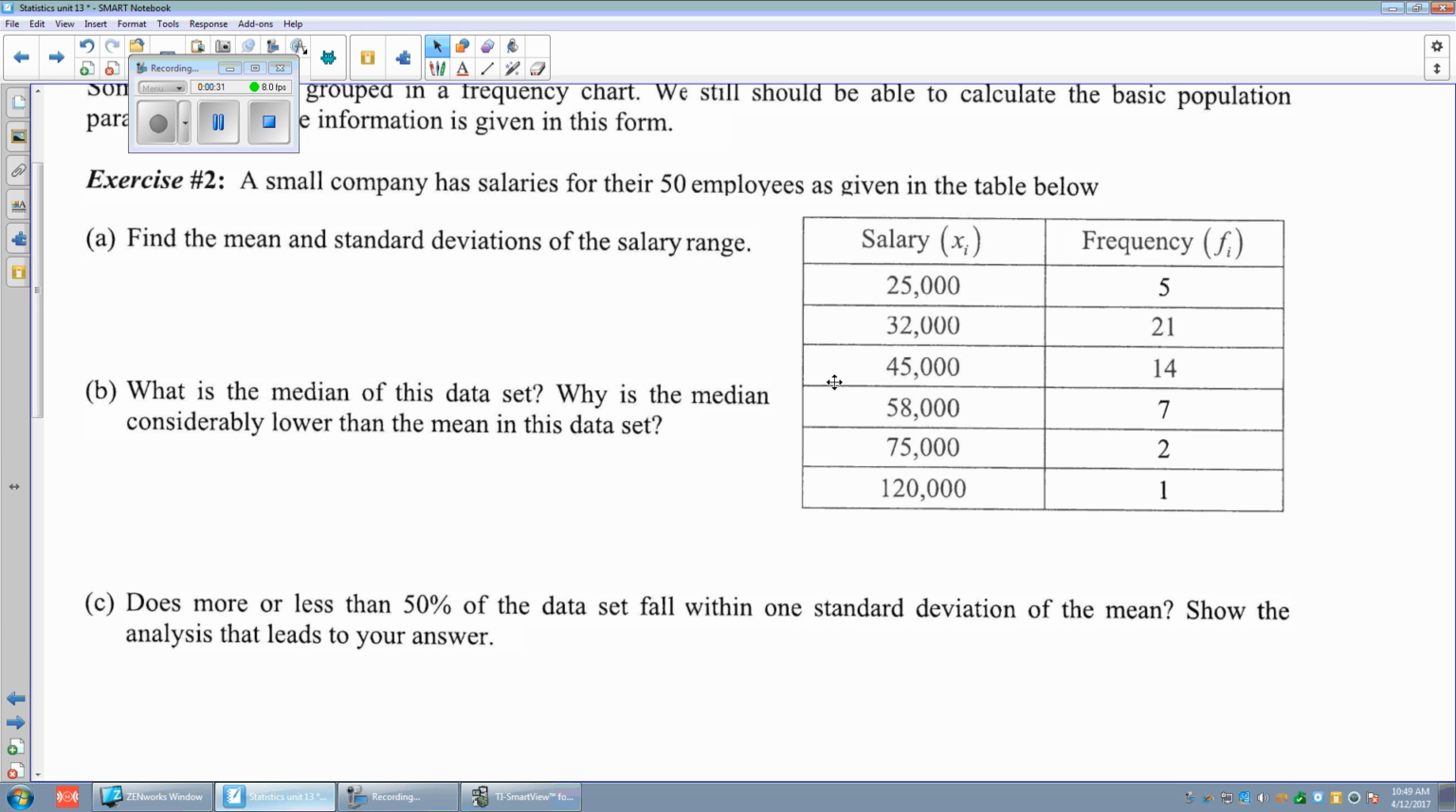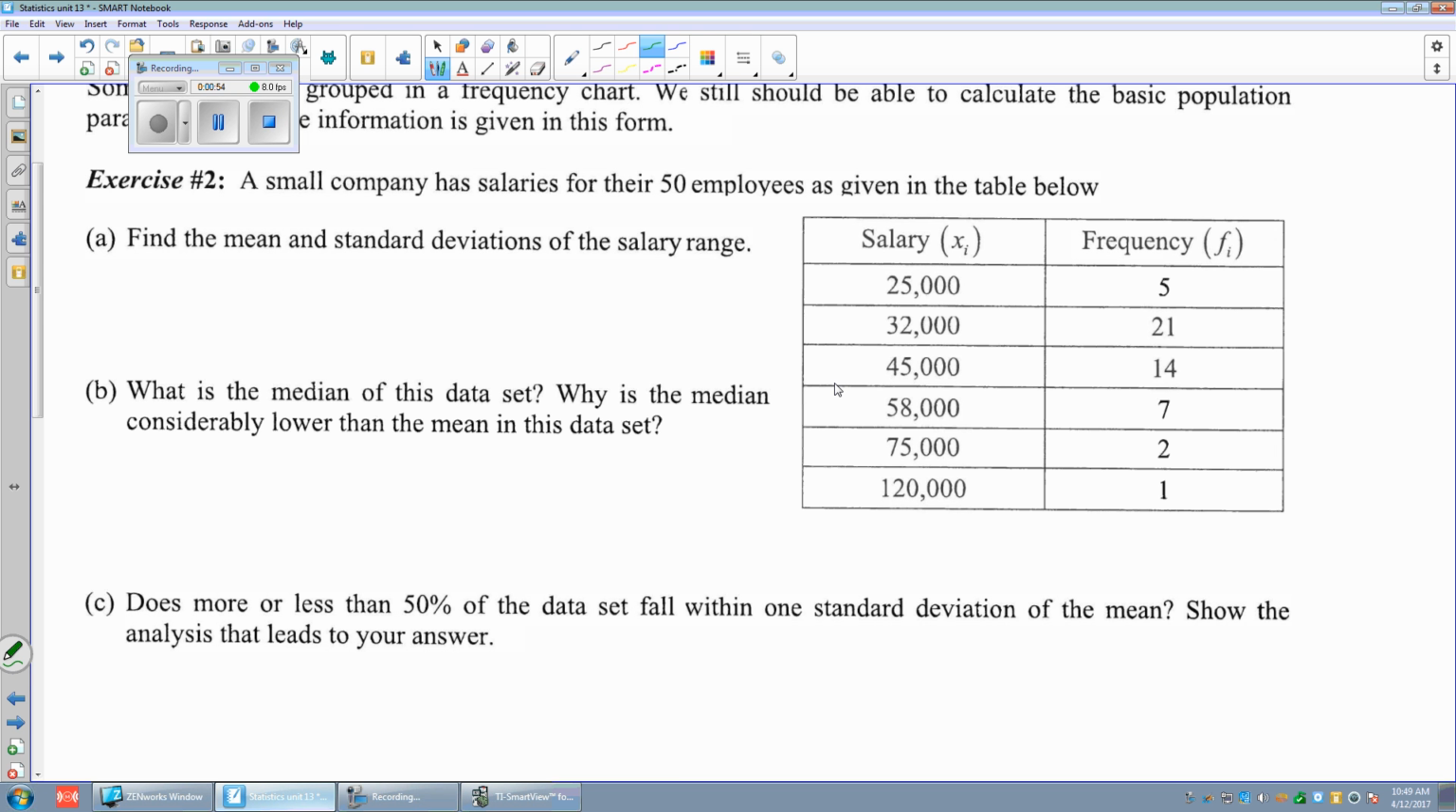Hey, hold on, Mr. Bryce. I don't see 50. I see 1, 2, 3, 4, 5, 6. I only see 6 there. Where are the 50? Well, guess what? There are 5 people making 25,000. Got it? 21 making 32,000. 14 making 45,000. So there are the people making all the money.